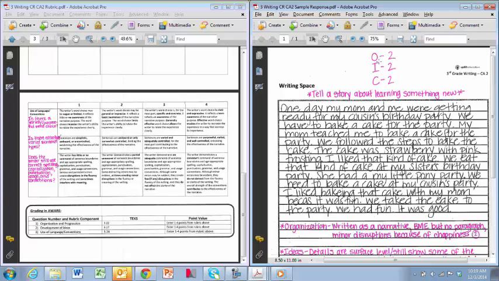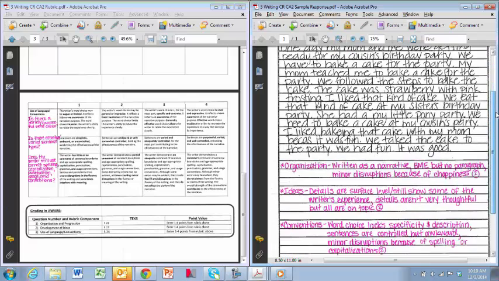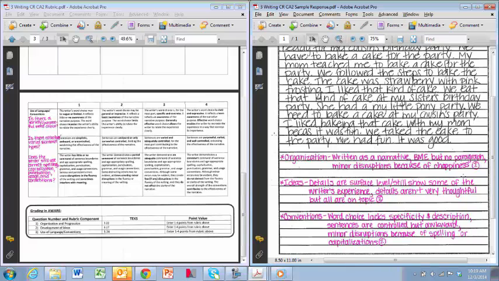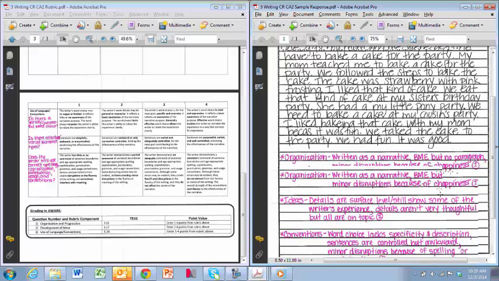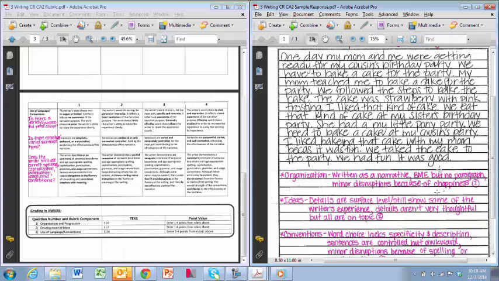So as you can see at the top, I wrote organization, ideas, and conventions for the 3 strands. And then down here I wrote some notes that you can read. I wrote out that for organization, it is a narrative, so it is written as a story. It is told in a sequence, like beginning, middle, and end, but there's really no paragraphs. There's some minor disruptions because it feels very choppy. And so for this, I gave it a level 2.